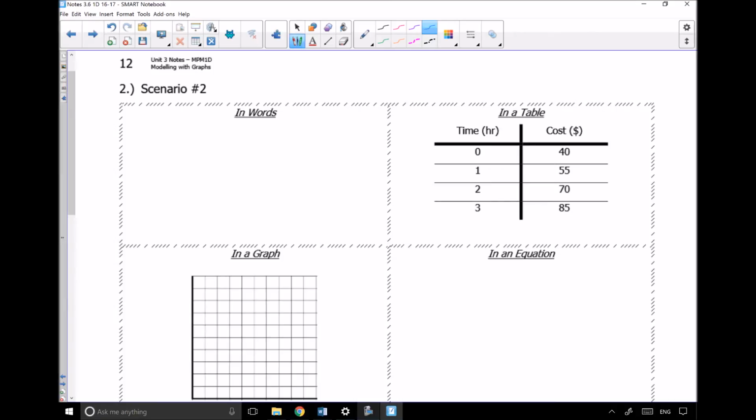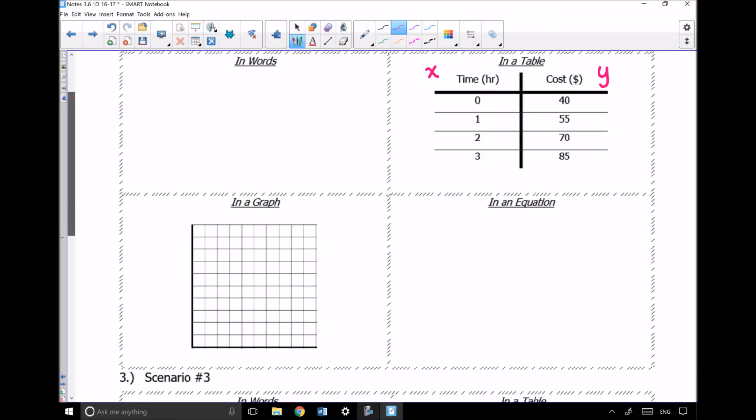Take a look at scenario number 2, which this time we're given information in a table. So if I'm given my information right here in a table, first thing I need to identify is that x, or my time in hours, is going to be my independent variable, and then my cost in dollars is going to be my dependent variable, so it's going to be my y.